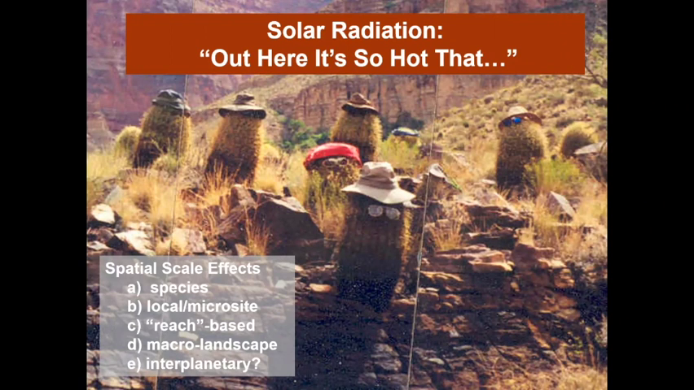So let's look at some of the results and consequences of solar radiation here in Grand Canyon. And it is so hot out here that maybe the cacti do have to wear sun protection some of the time. I don't know, but we can see the kind of variation in solar radiation budget effects across spatial scales: looking at species, at local and microsite conditions, at larger landscapes, synoptic reach-based analyses, and perhaps at the whole landscape. And we also look at whether we can develop interplanetary solar radiation questions here too. We'll chew on this a little bit.